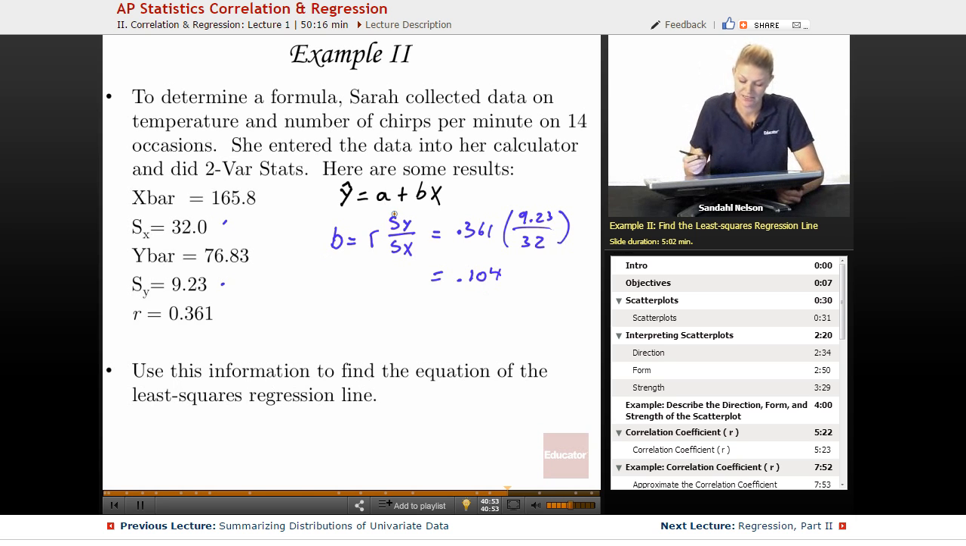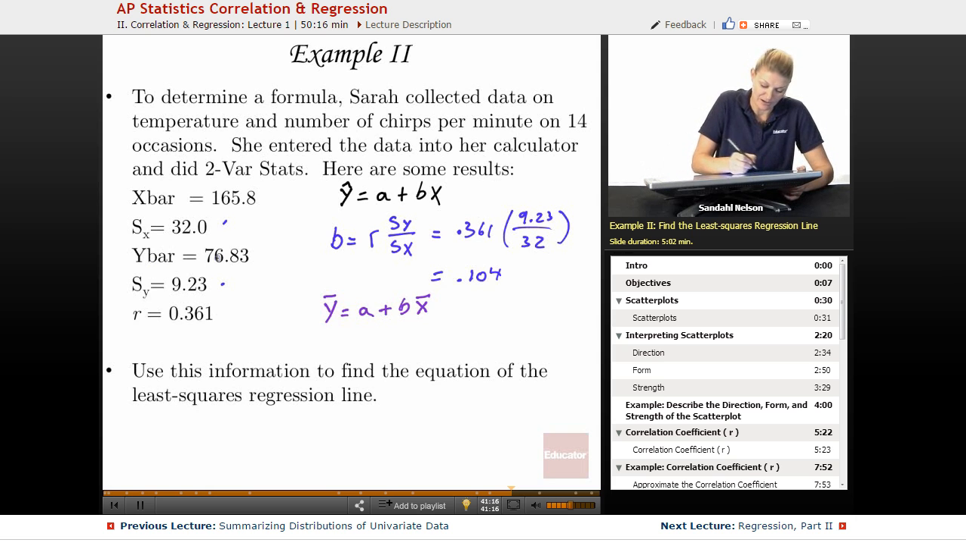So now let's find our intercept. Remember that we know the least squares regression line goes through the point that has the mean of x and the mean of y. So that means we can say the mean of y equals a plus b times the mean of x. So let's plug things in. The mean of y, or y bar, is 76.83, which equals a plus b, which we just calculated, times the mean of x, or x bar.